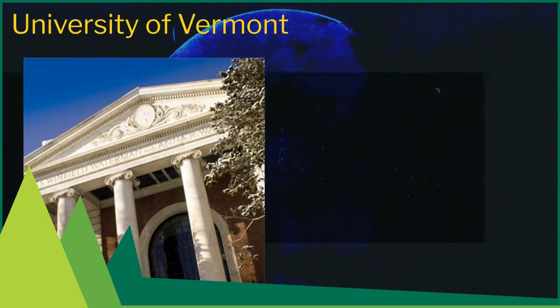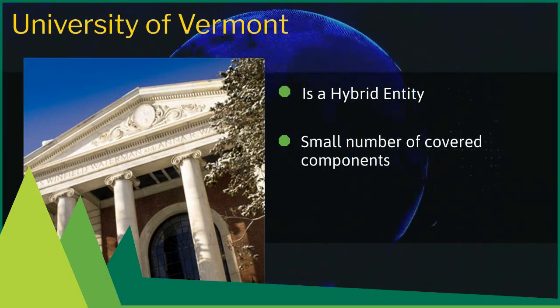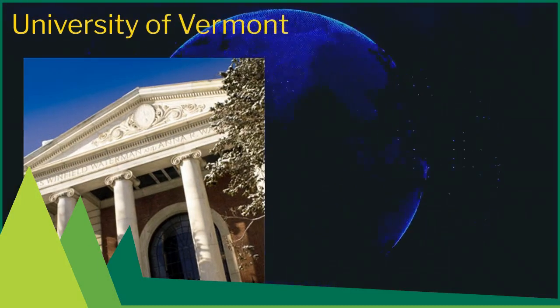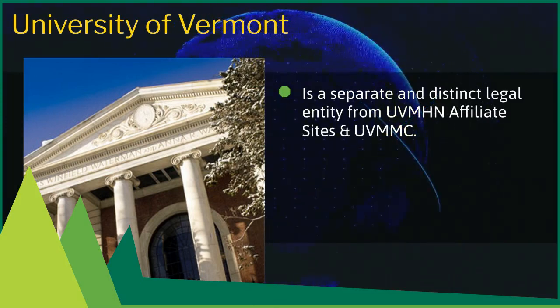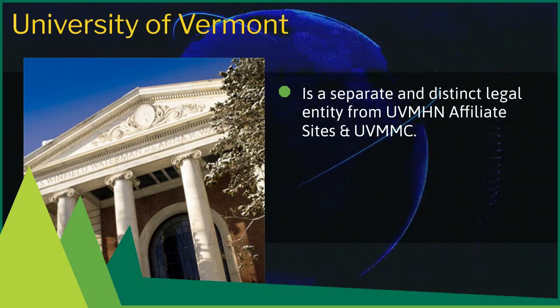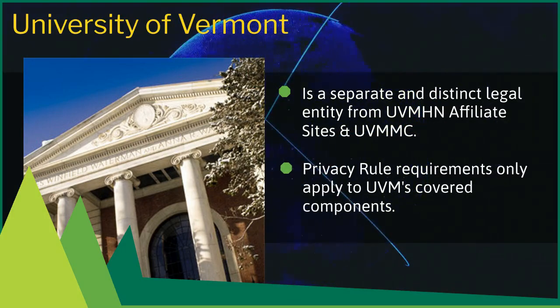The University of Vermont is a hybrid entity. While UVM only has a small number of covered components, those areas are required to comply with the privacy rule. As specified in a previous module, the University of Vermont Health Network affiliate sites and UVM Medical Center are separate and distinct organizations which are covered entities. Speaking for the university, most of the privacy rule's requirements will only apply to the components designated by UVM, and the privacy rule would govern only the PHI created, received, or maintained by or on behalf of these components.